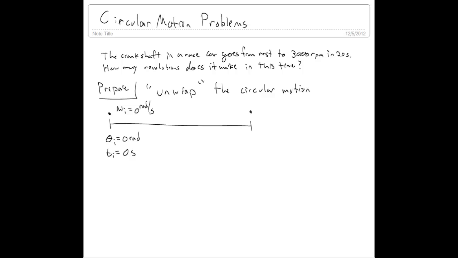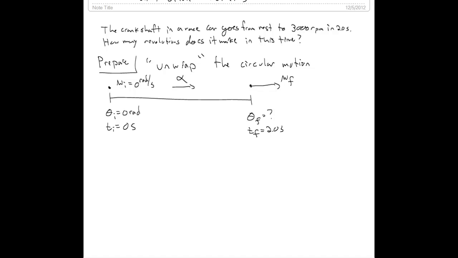Everything we know about the initial, everything we know about the final, and everything we know about in between as well. So initially it starts at 0 radians, 0 seconds, and 0 radians per second. At the end, it's moving at some final angular velocity, which we don't really know at the moment. It has some final angular position, which we're actually wanting to find. And this takes 2 seconds to get here. And during this time, we expect there must be some angular acceleration to the right as we've drawn it.